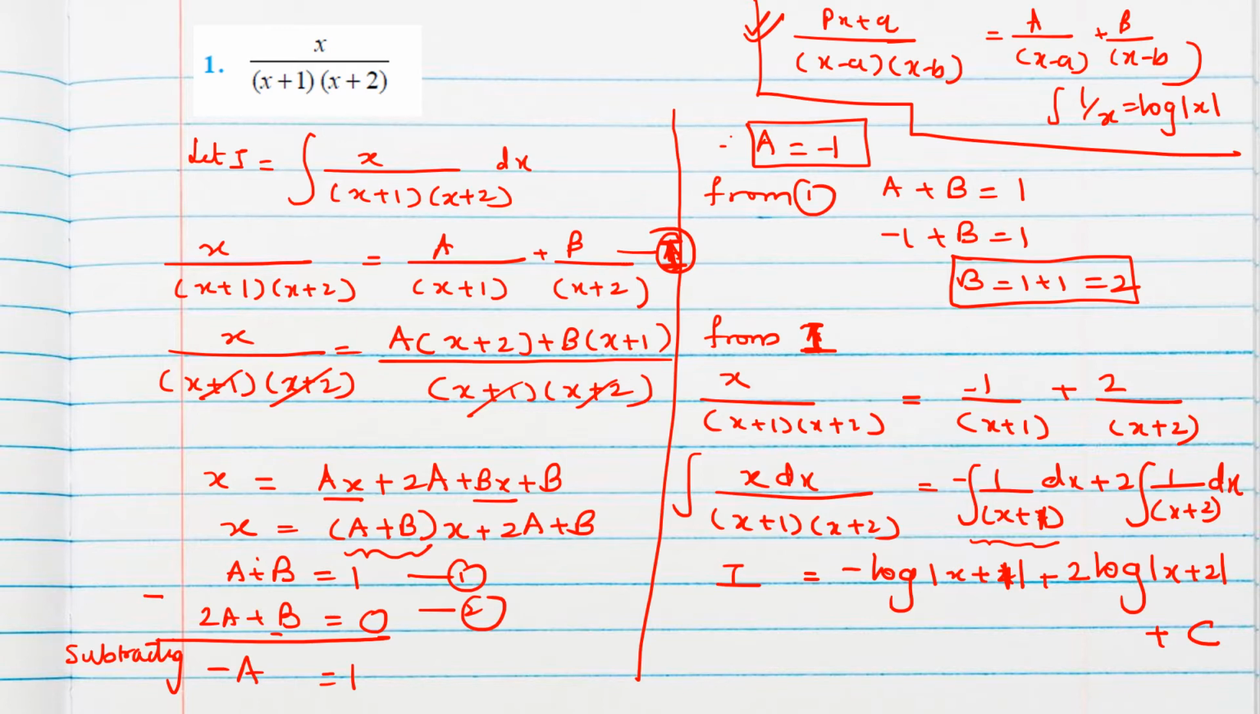And this is our I. So this is your answer: minus log of mod (x plus 1) plus twice log of mod (x plus 2).